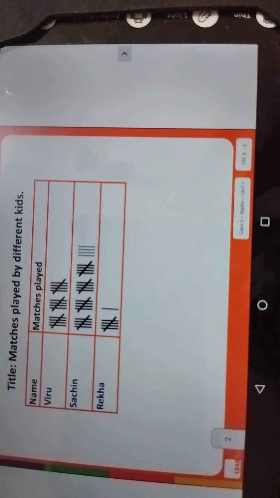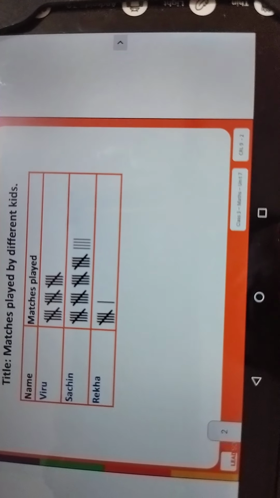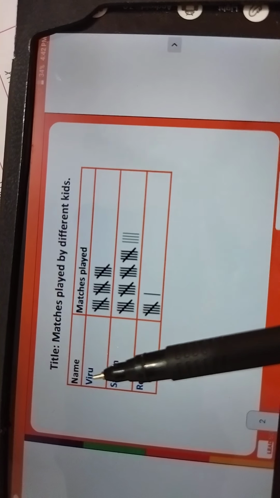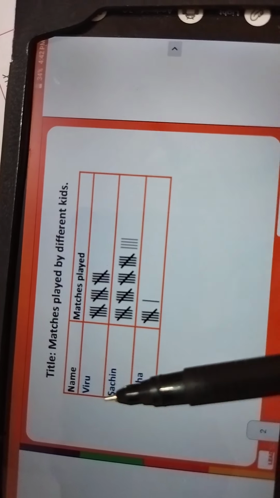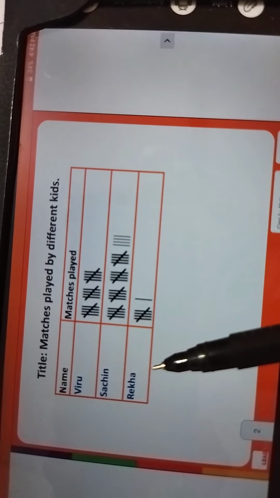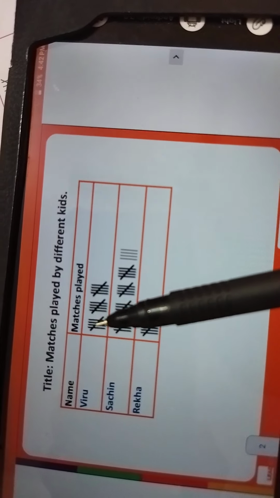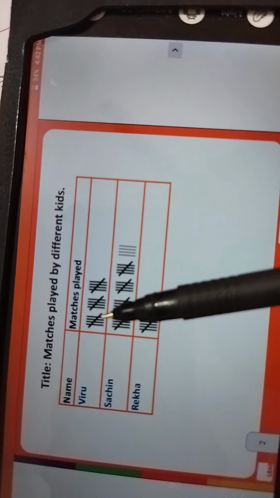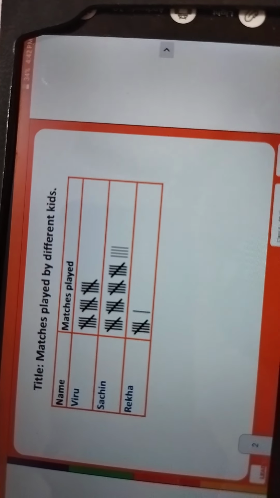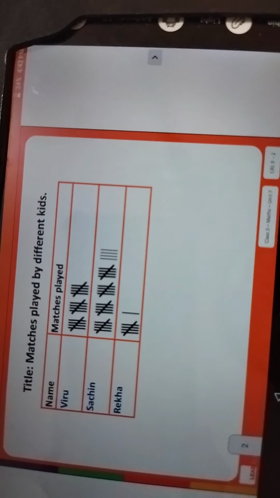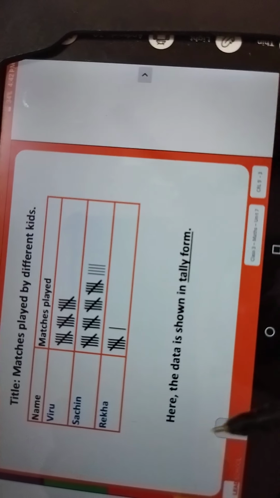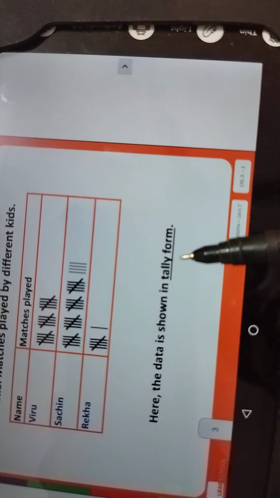Now, here, according to different kids, the matches played are shown. Here, two things are there, name and match played. Name is Viru, Sachin and Rekha. Match played is there. Here is a horizontal and vertical cross mark. Okay, linings are there. So, here the data is shown in the tally form.